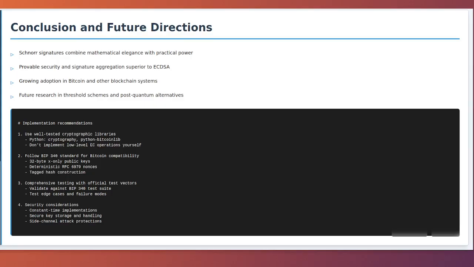For developers who implement Schnorr signatures, here are the most important recommendations. First, use well-tested cryptographic libraries, rather than implementing low-level operations yourself. Second, follow standards like BIP 340 for interoperability. Third, implement comprehensive testing, including official test vectors. Fourth, use deterministic nonce generation, following RFC 6979. And fifth, carefully consider side channel protections, especially if implementing for environments where attackers might have physical access.